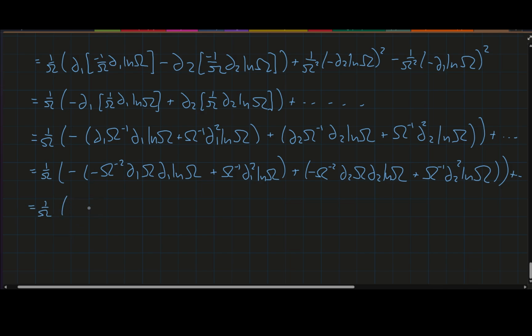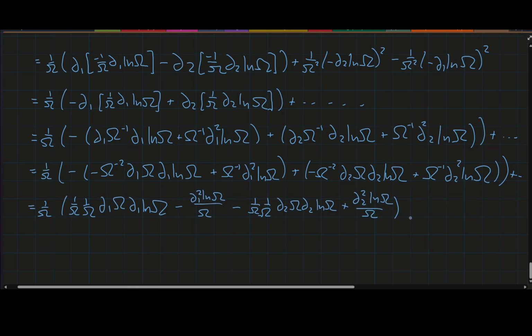So, okay, distribute this minus sign, we get 1 over omega, 1 over omega, I'm just writing them separately now, del 1 omega, del 1 ln omega, minus, let's write it this way, del 1 squared ln omega over omega, minus 1 over omega, 1 over omega, del 2 omega, del 2 ln omega, plus del 2 squared ln omega over omega, and then everything else.